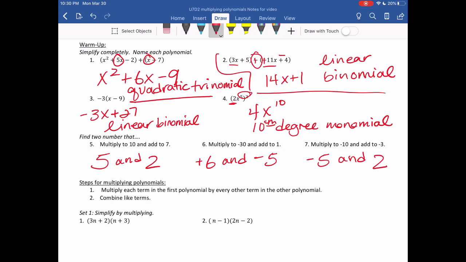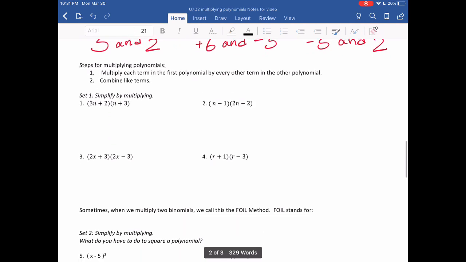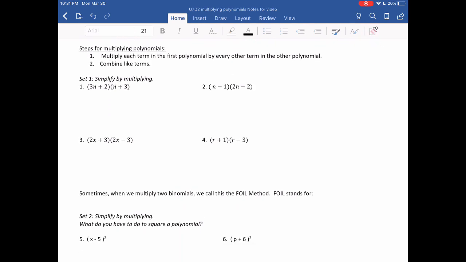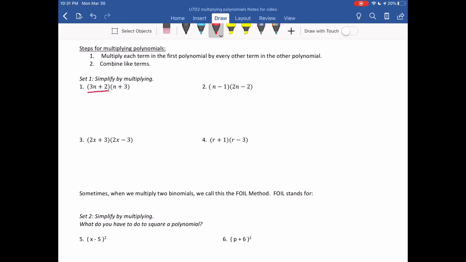So our agenda for today, again, our goal for today is to multiply polynomials, right? So here's our steps for multiplying polynomials. You multiply each term in the first polynomial by every other term in the other polynomial. And then ultimately you combine like terms, right? So for example, I'm going to take the first polynomial, which is this, 3n plus 2, and multiply each term in that polynomial by every other term in the other polynomial. So this is the other polynomial, okay?